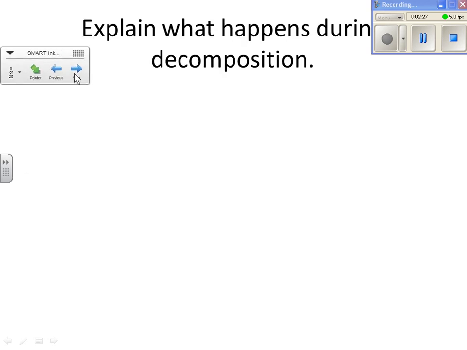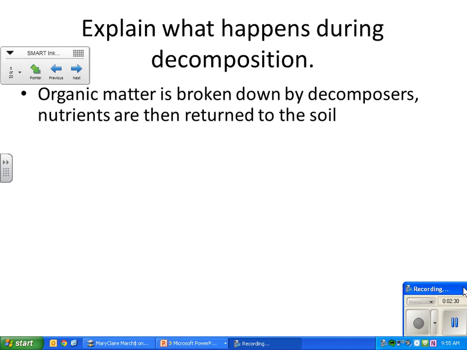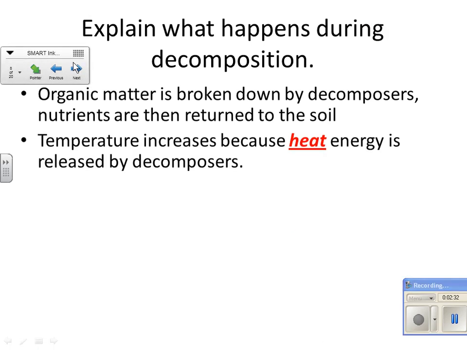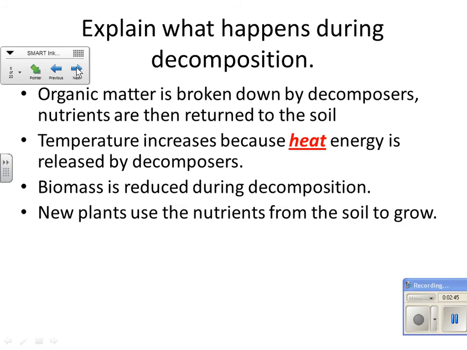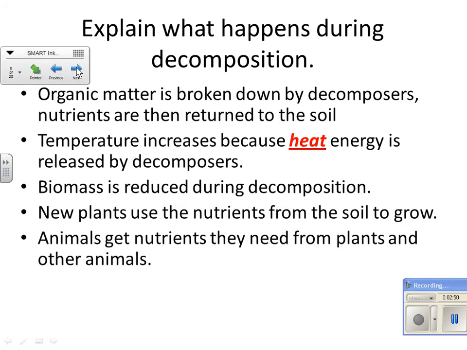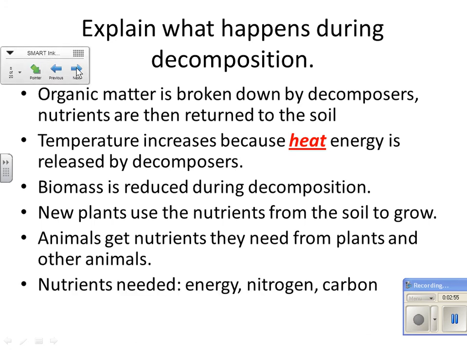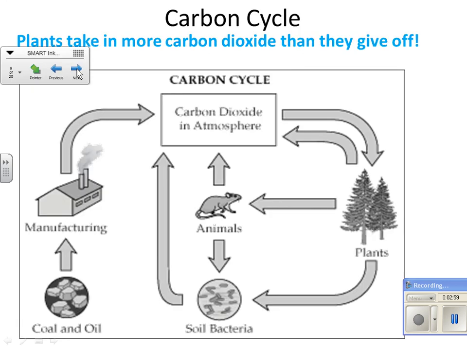Let's explain again what happens during decomposition itself. Organic matter is broken down by decomposers, and the nutrients are then returned to the soil. Temperature increases because heat energy is released by decomposers. Biomass is reduced during decomposition. New plants use the nutrients from the soil to grow. Animals get the nutrients they need from plants and other animals. Nutrients that are needed are energy, nitrogen, and carbon.